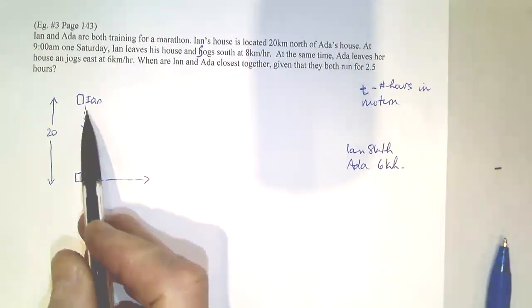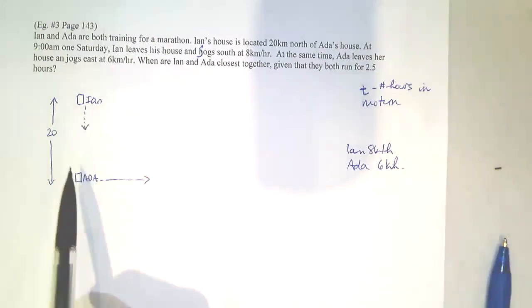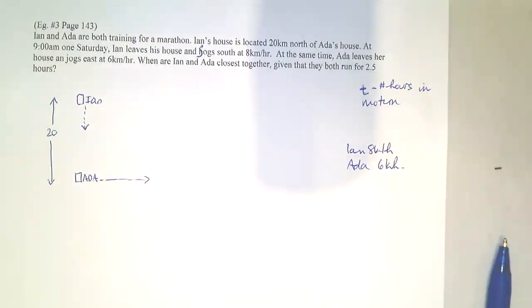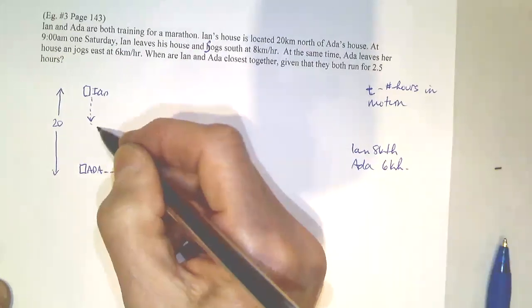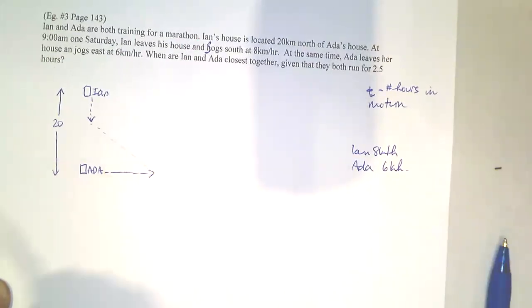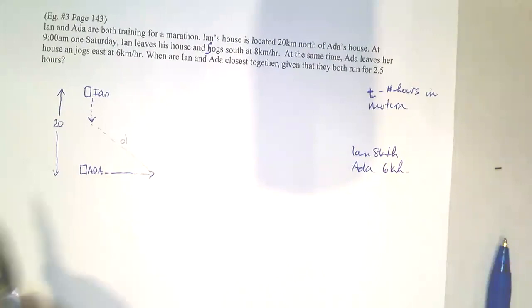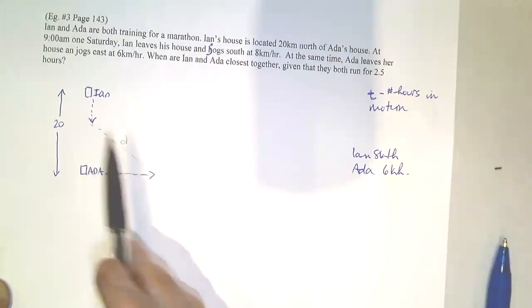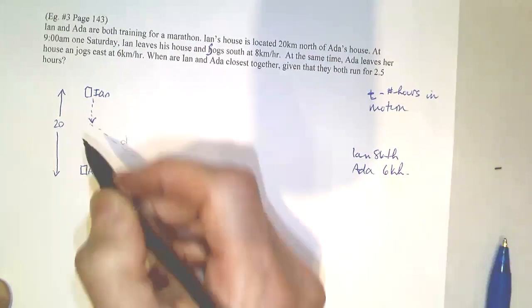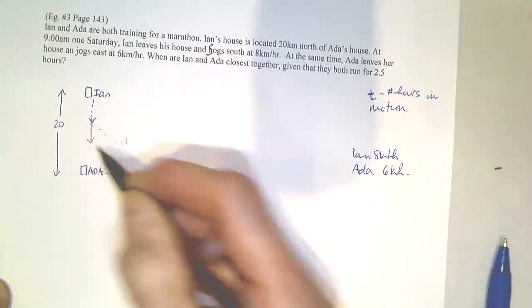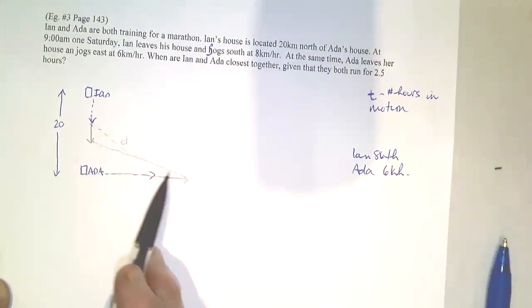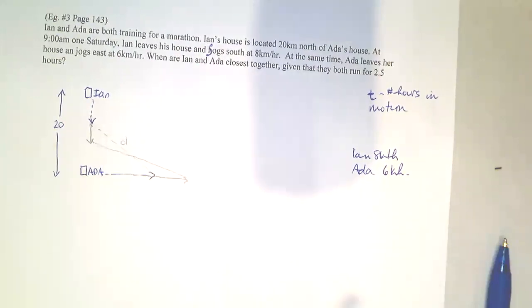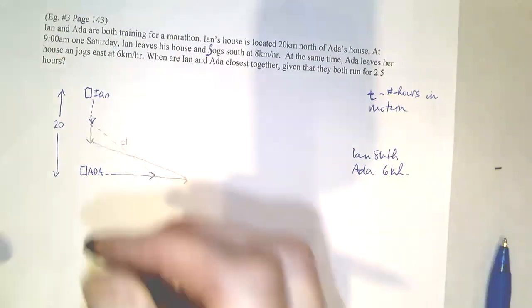But if I'm in a helicopter flying over this and I say to them, they have microphones in their ears, on your mark, get set, go, boom, 9 a.m. they take off. And I in the helicopter can see the distance between them. For example, if Ian was at this point and Ada over here, this would be the distance. But if they ran a little further, this would be the distance between them. So you can see that at different points in time, the distance between where they are is constantly changing.